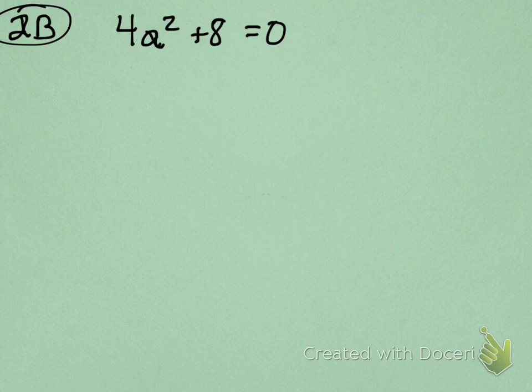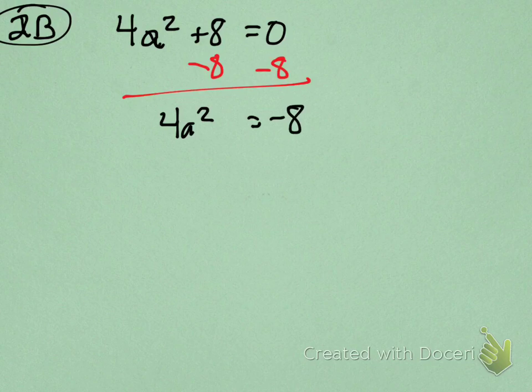Your A. My 8. So the 8 would move over to the other side, and it would leave me 4a squared equals negative 8. What would I need to do next? Square root. Not square root it yet. Divide by 4. Whatever my coefficient is, divide by it. And so a squared is equal to negative 8 divided by 4, which is what number?